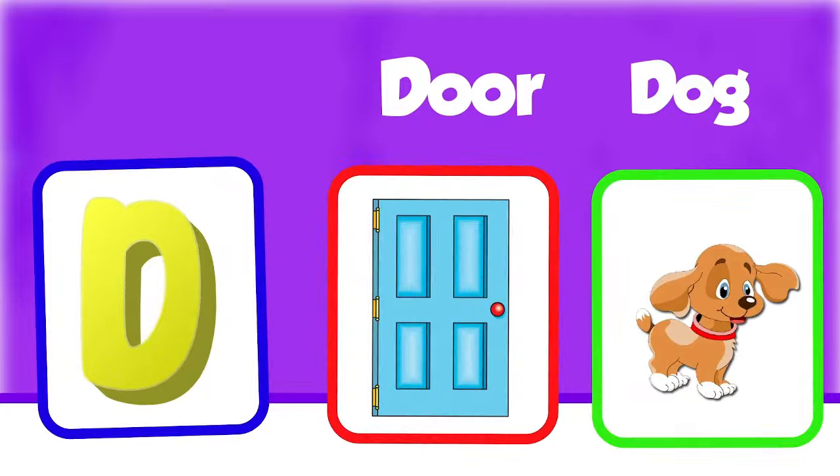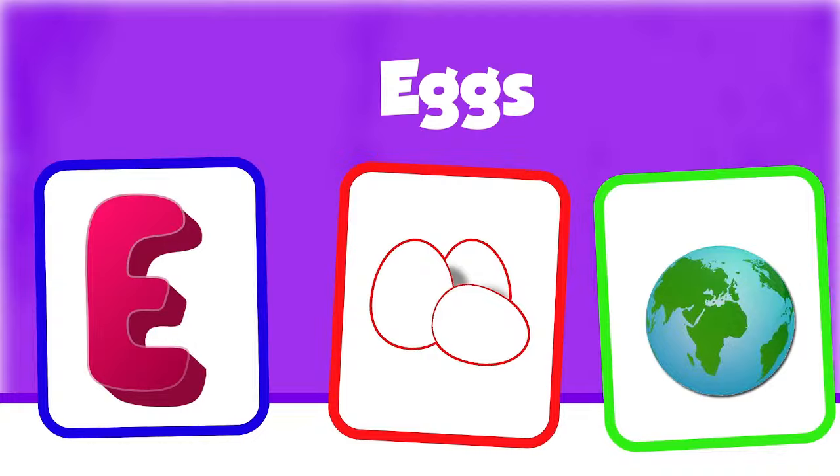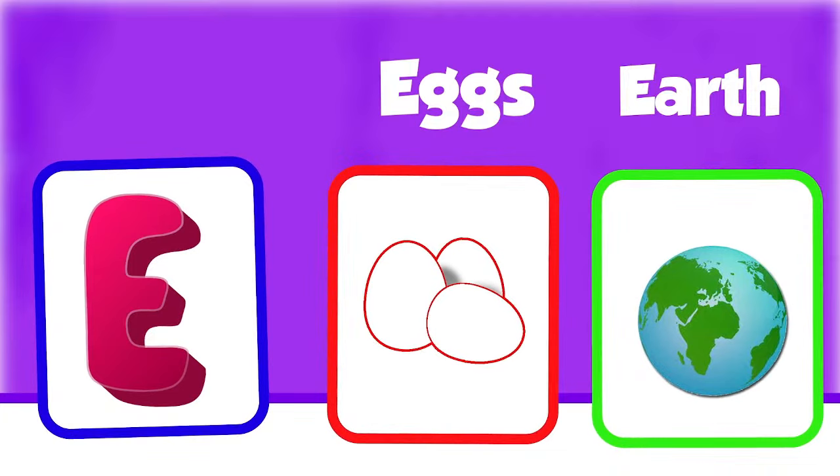E is for eggs, e, e, eggs. E is for earth. E is for e, e, e, e, eggs. E is for e, e, e, e, earth.